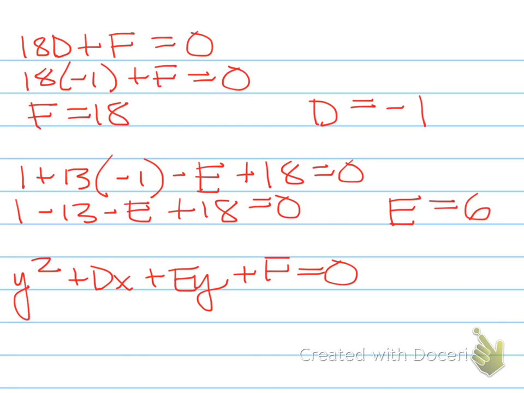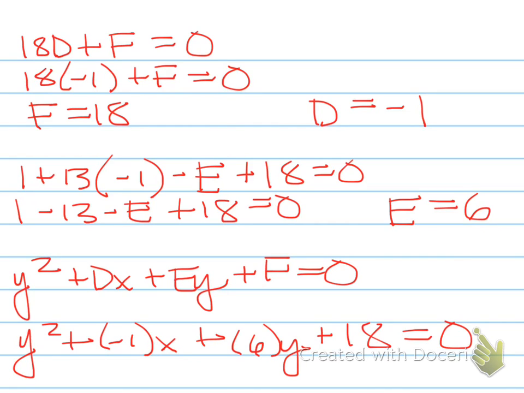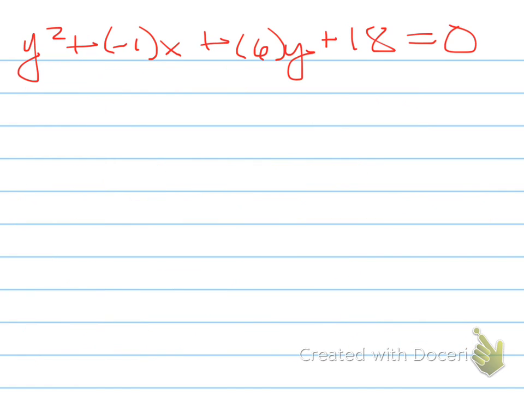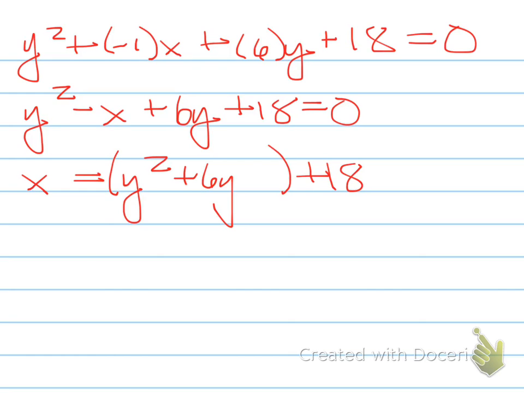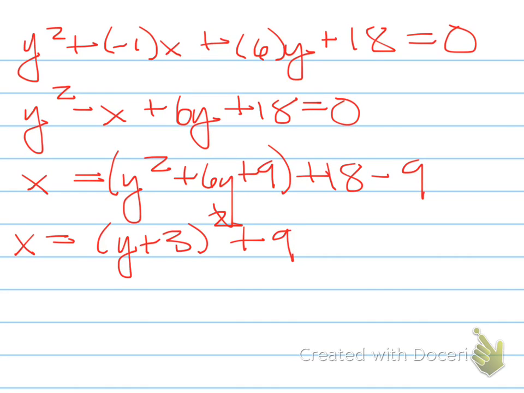Now once we plug in the e, f, and d into one of the equations, we get the following equation. Group the x's and the y's together. Isolate the x on the left side of the equation. Complete the square. And we get the equation written in vertex form.